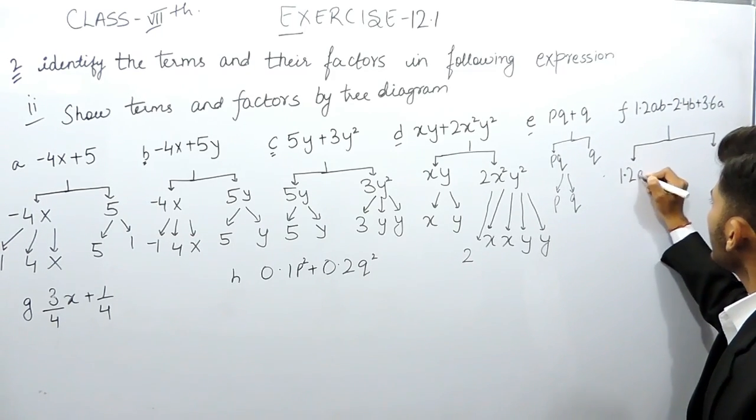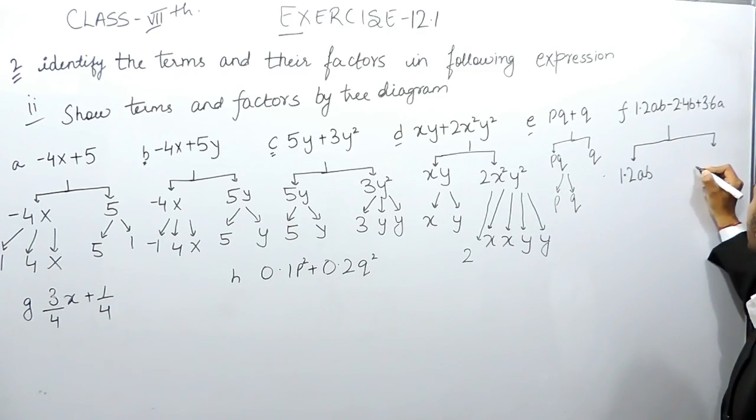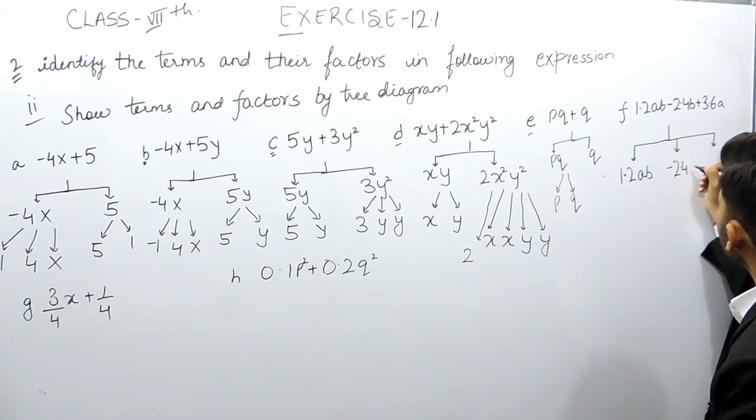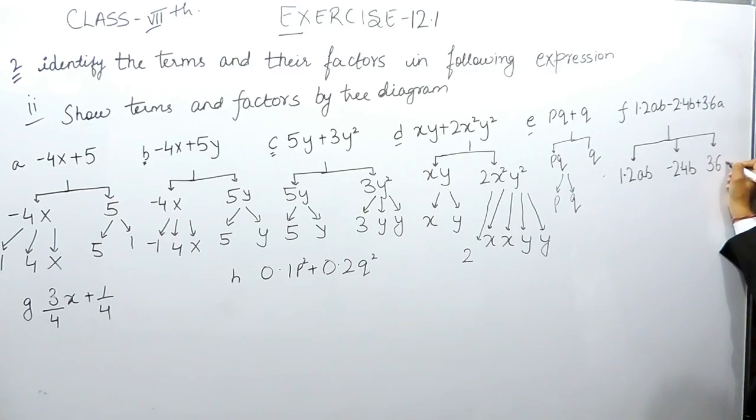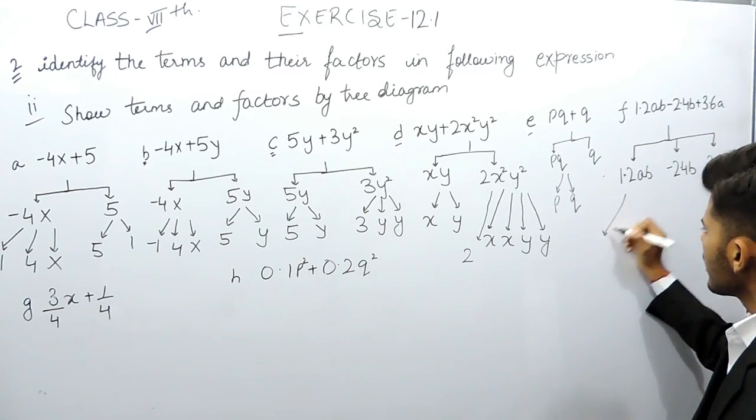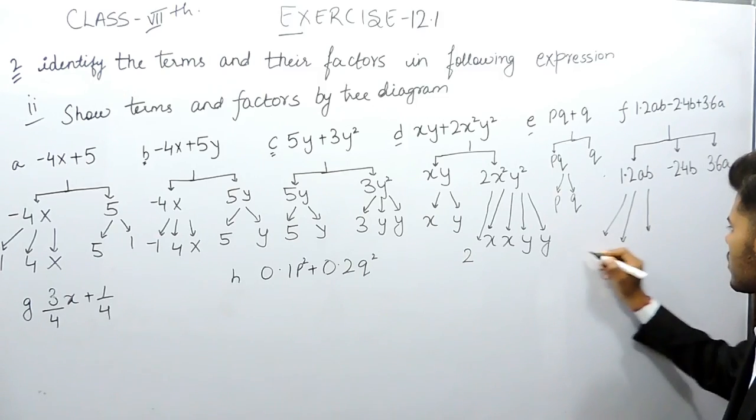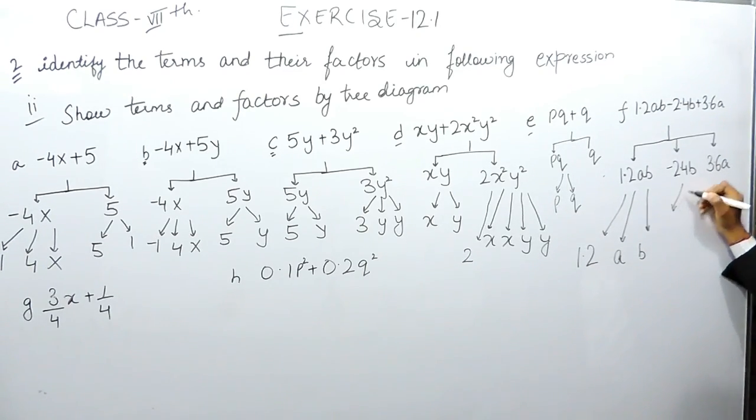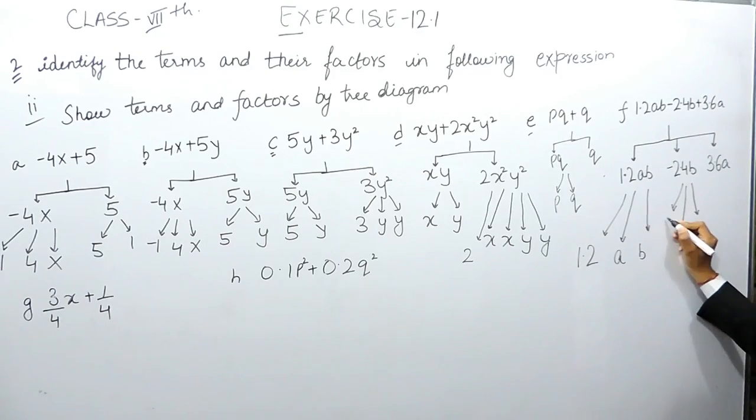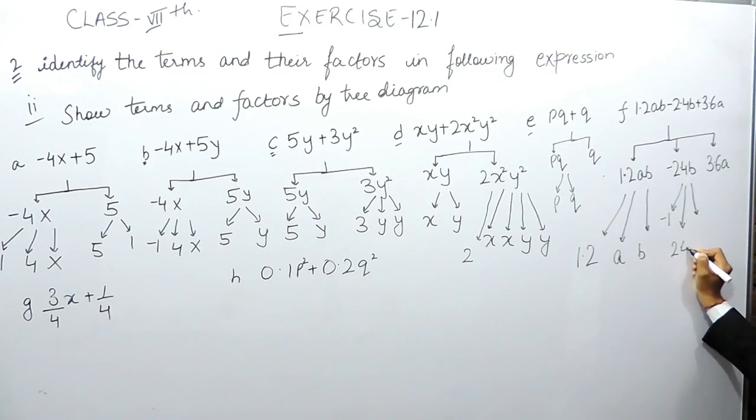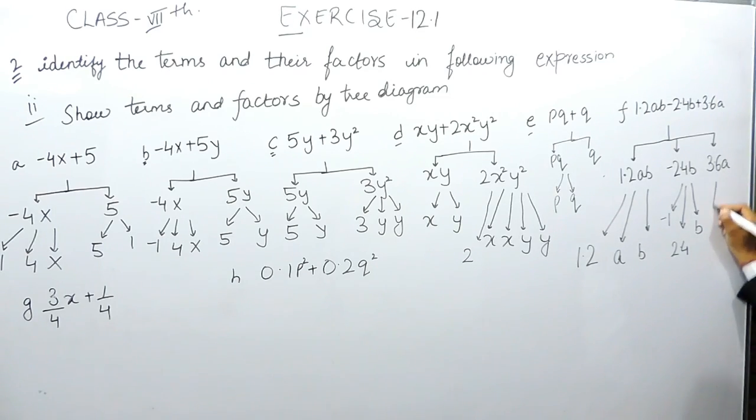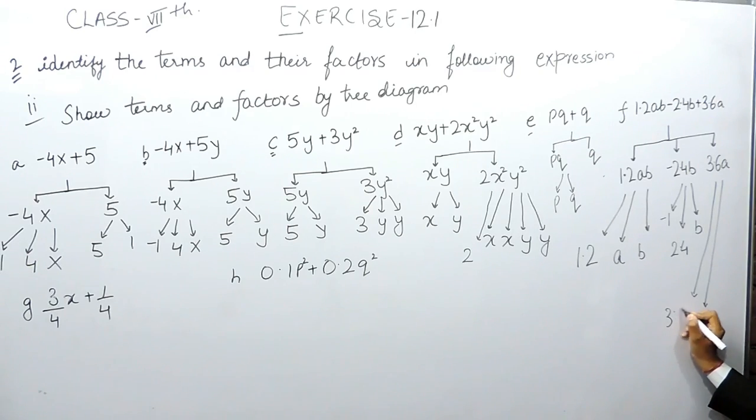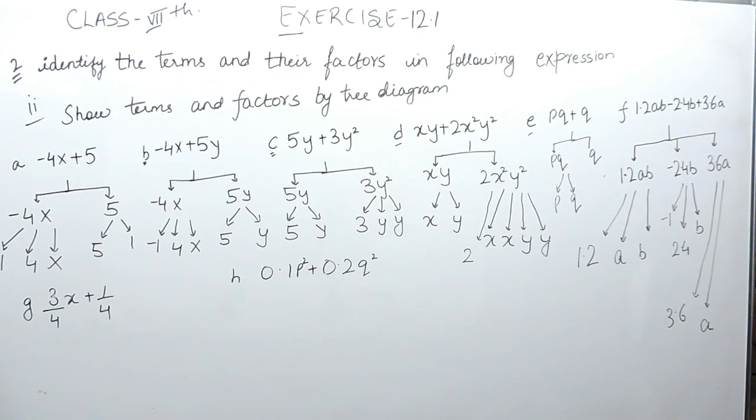First term is 1.2 AB. Second term, we'll have 3 arrows. Second term is minus 2.4 B, and third term is 3.6 A. So this will have 3 arrows. So 1.2 is one term, A is one term and B is one term. And this will again have 3 arrows. Minus 1 is one term, 2.4 is one term and B is one term. And it will have 2 because 3.6 is one term and A is one term.